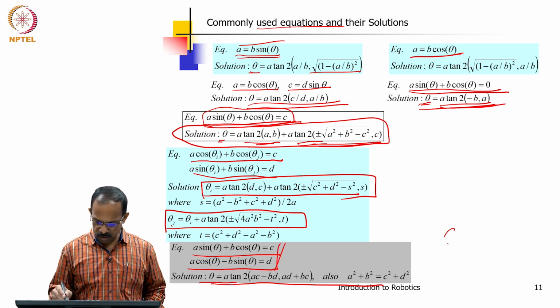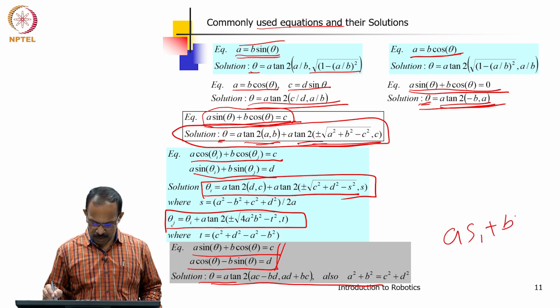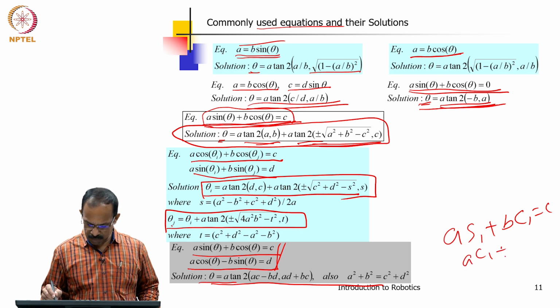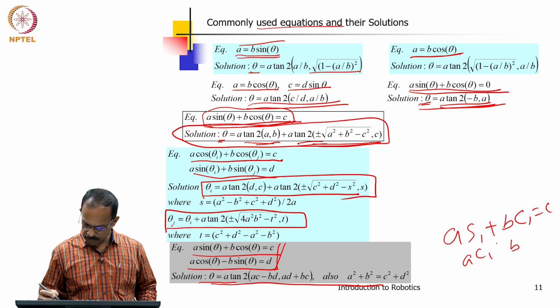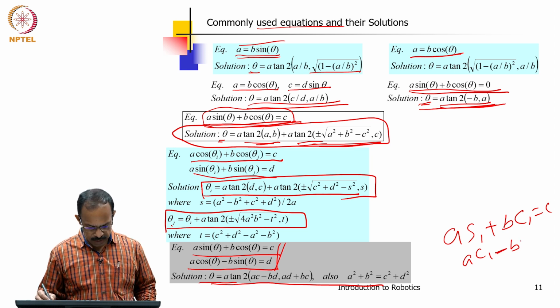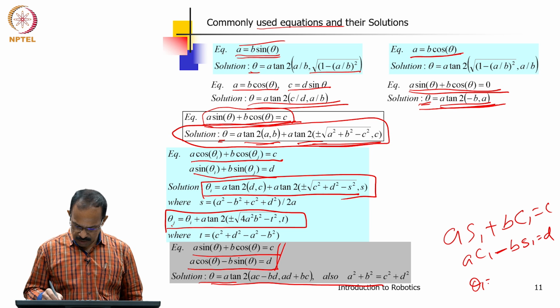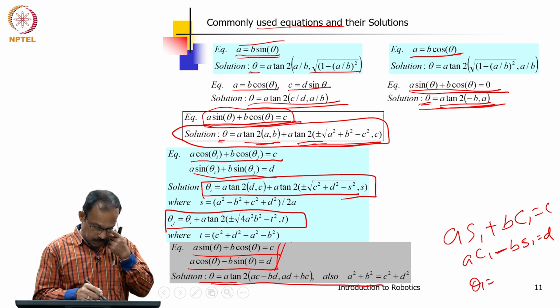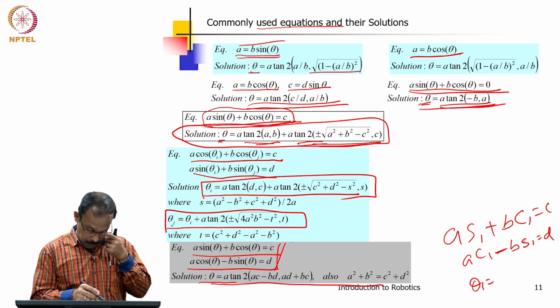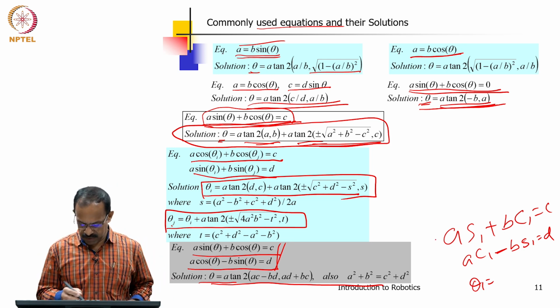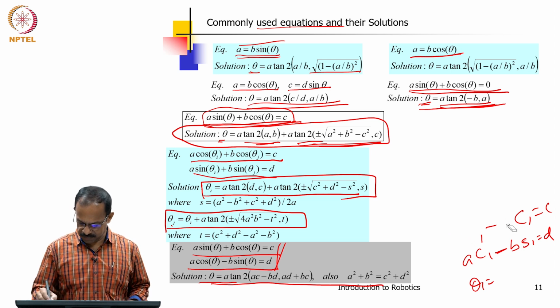So this is again the format of A S1 plus B C1 equal to C and A C1 minus B S1 is equal to D. That is the format here. So theta 1 can be obtained using this relationship. Theta 1 is atan2 of AC minus BD, AD plus BC. So that is the way we can solve this equation.